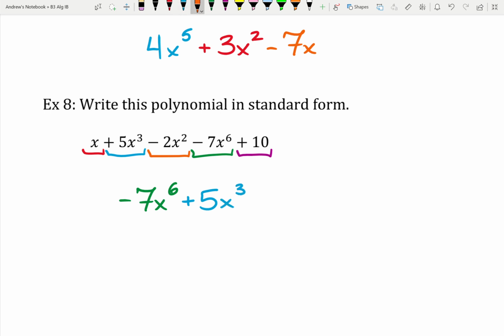Looking after that, it looks like I've got those minus 2x squareds for the orange there. So we've got minus 2x squared. After that, all I've got left are the red and the purple. I've got this x and I've got this 10. Remember that the x has a first power on it, and technically that's more than the no x's that the 10 has. So we're going to put plus x, and then that 10 is going to hang on to the end of there.